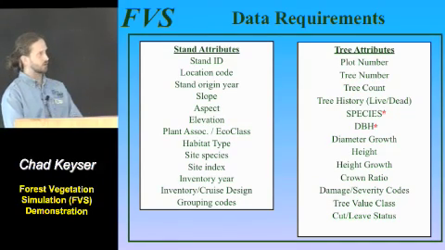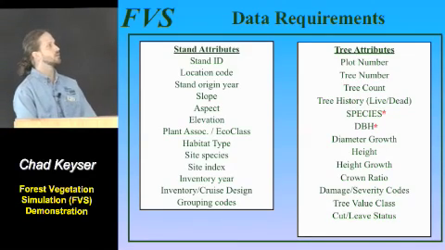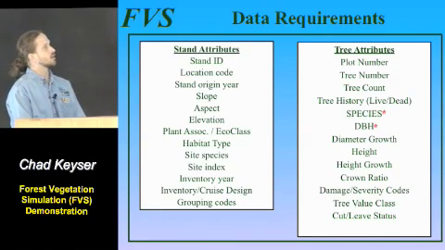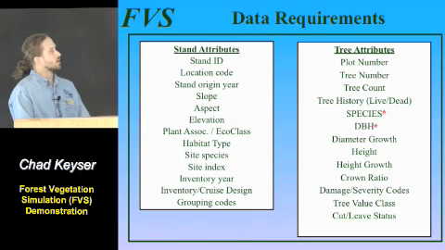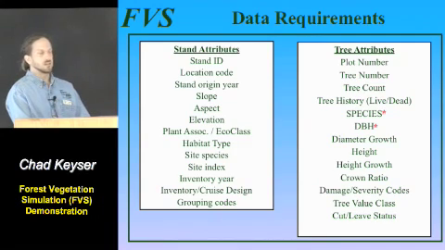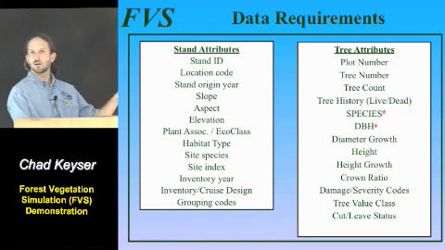In terms of tree level attributes, there's actually only two things that FVS requires, and that's species and DBH. That's all you need to give it for FVS to grow the tree. The one caveat with that is if all you give it is species and DBH, it's probably not going to do a great job of predicting height or height growth, let alone crown change over time. So the more information that you can give the model, the better its future predictions are going to be.